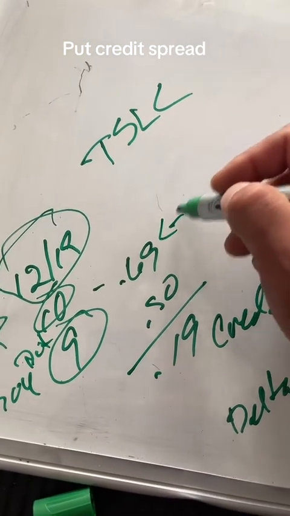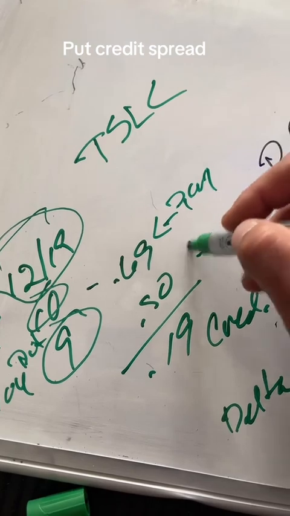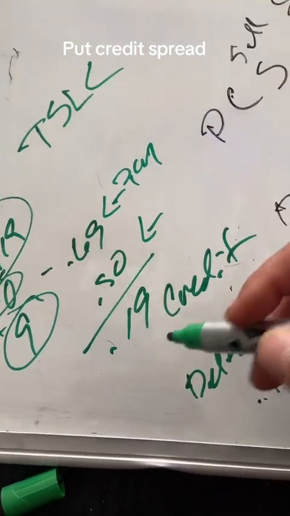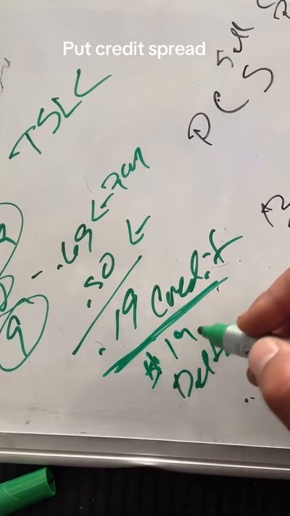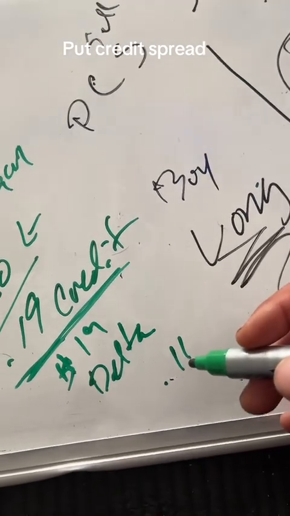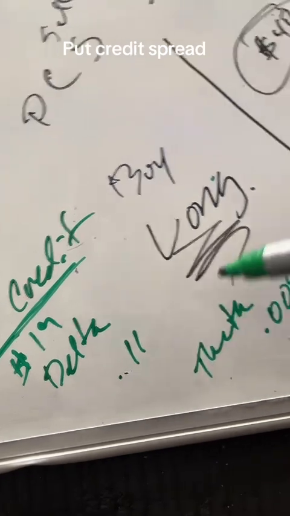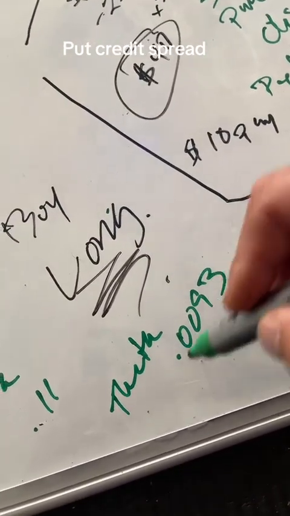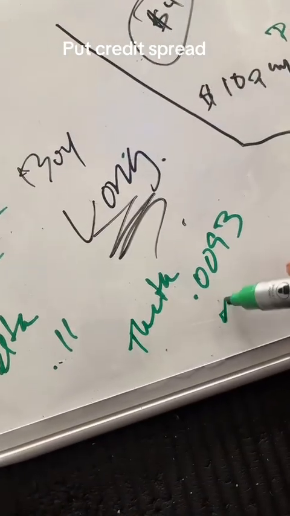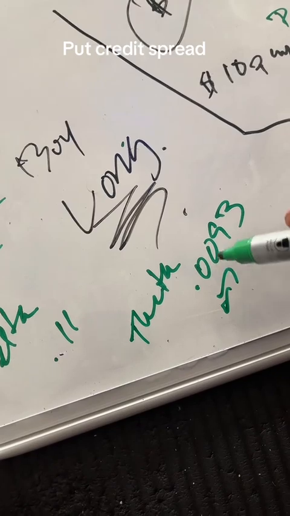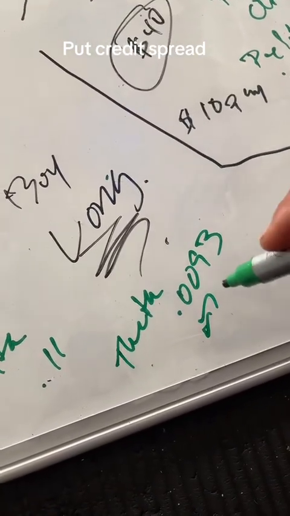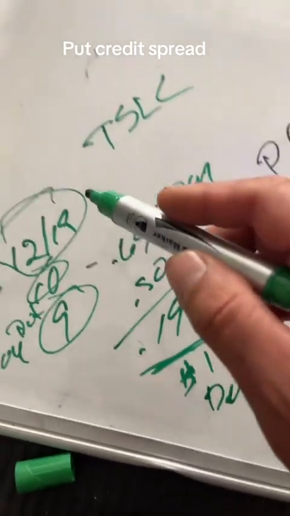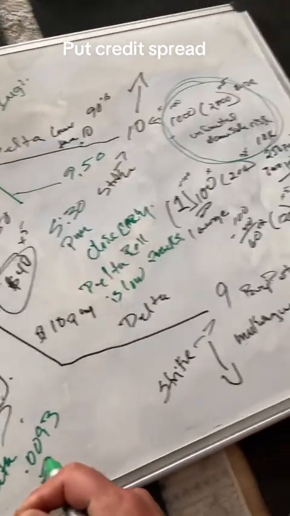So this is going to pay you 69 cents. You're going to give back 50 cents. Your credit, it'll show up as a credit, is 19 cents or $19 per contract. Delta is 0.11, so that falls in our range. And your theta is the amount of money you collect every single day up until your expiration. So that would be this. So each day that goes by, you're going to collect more and more premium profit, which means your buy to close will be cheaper every single day you get closer to expiration. That's how that works.